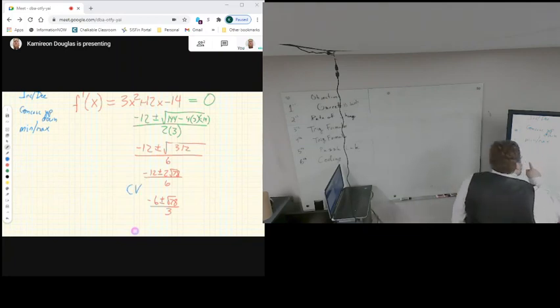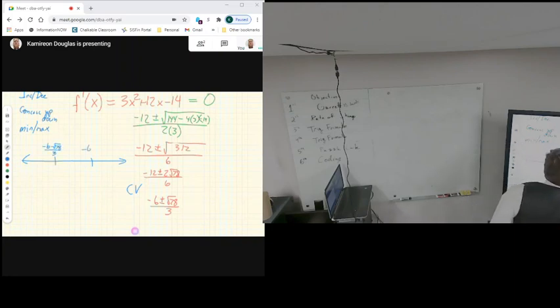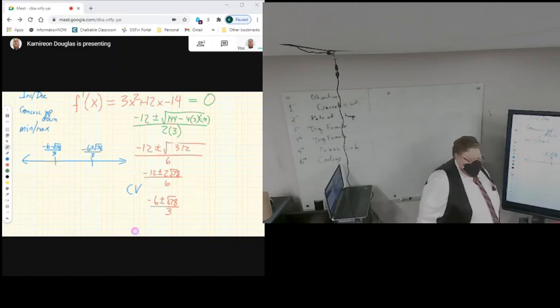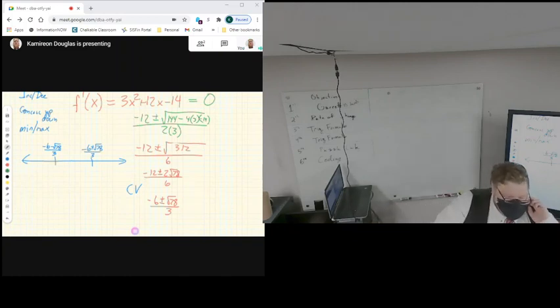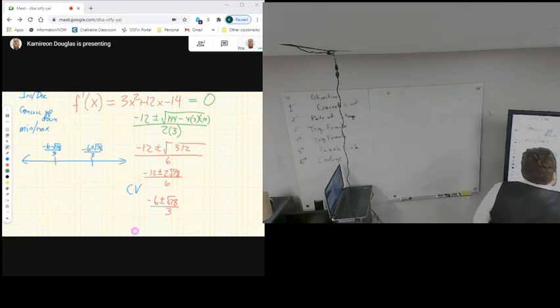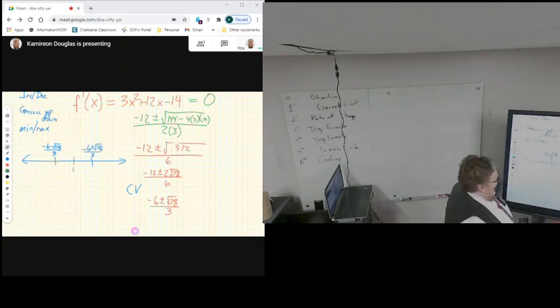Okay, so I'm going to build my number line. Negative 6 minus the square root of 78 over 3, and negative 6 plus the square root of 78 over 3. If you go into a calculator, remember, I just need numbers around these. I don't need something crazy here. Numbers around and in between. Choose one in the middle. So 1 would be a good test value.